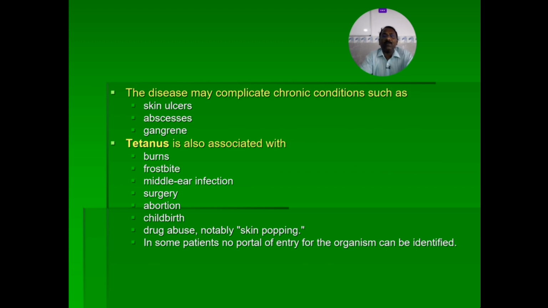The disease may complicate chronic conditions such as skin ulcers, abscesses, and gangrene. These are very common in diabetic individuals, CKD individuals, or people with HIV positivity, so those people are more prone to these conditions. It is also associated with burns, frostbite, middle ear infections or CSOM, post-surgery, abortions, childbirth, and drug abuse, especially heroin. In some patients, no portal of entry for the organism can be identified.